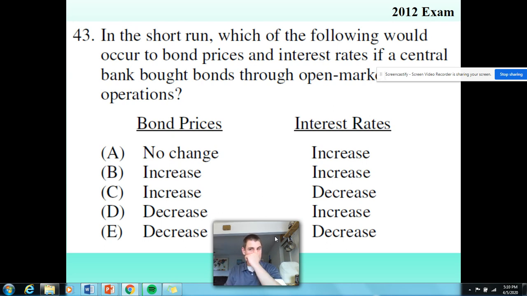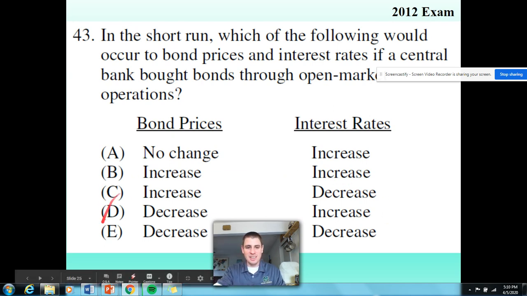Okay, welcome back. In the short run, which of the following would occur to bond prices and interest rates if the central bank bought bonds through the open market? Well, if they're buying bonds, the money supply is increasing. What happens to interest rates? Well, interest rates are decreasing.